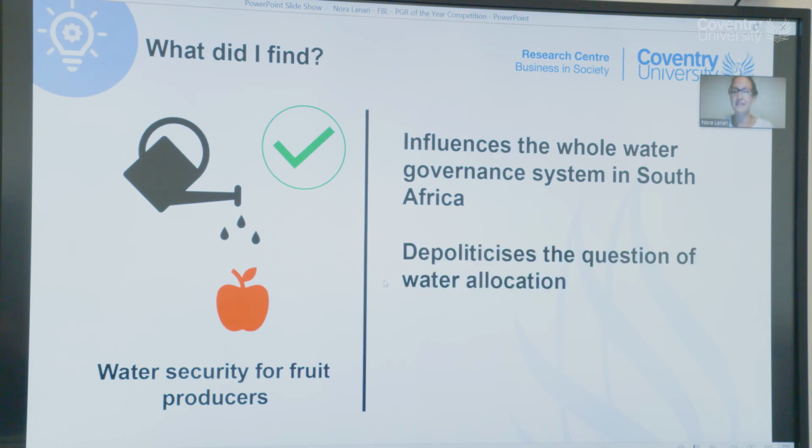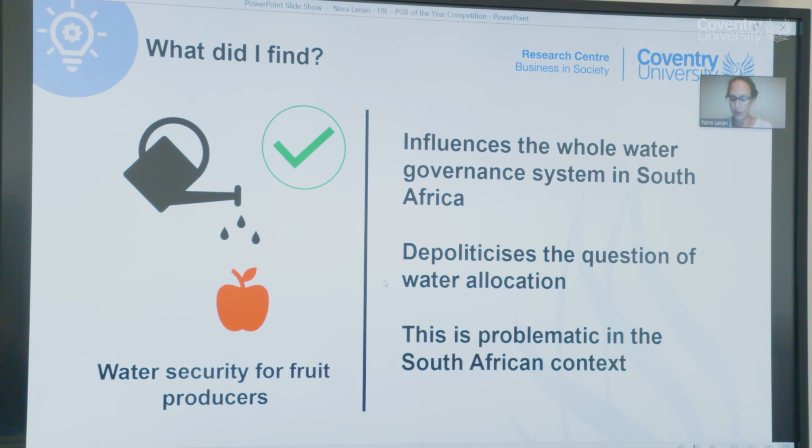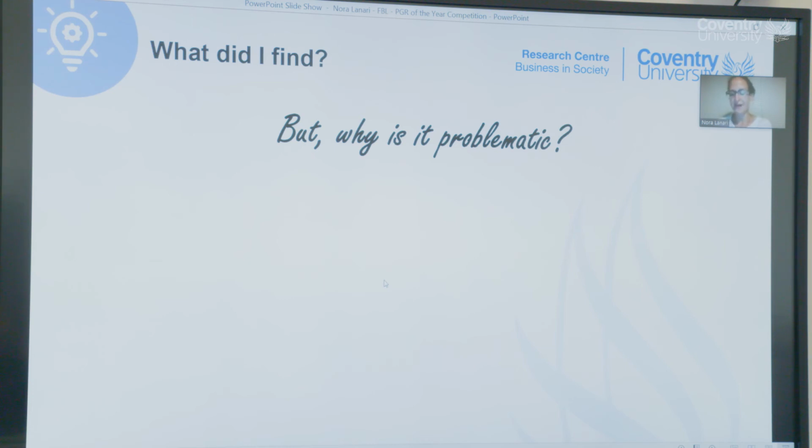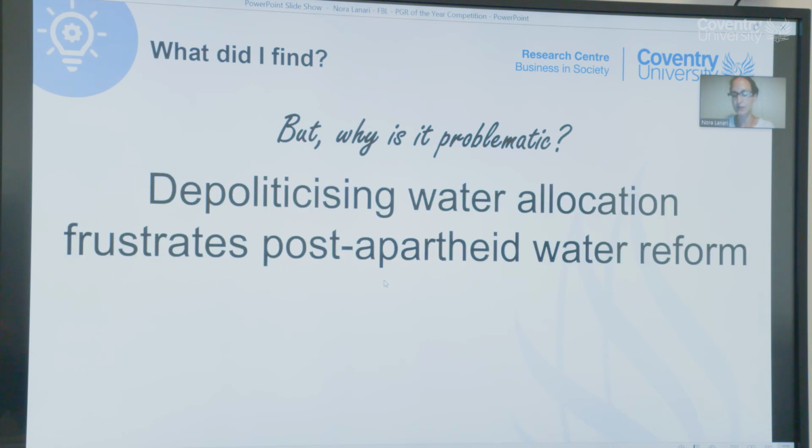And the main effect is that they depoliticize the question of water allocation. And within the South African context, this is problematic. You might ask, why is this problematic? It is problematic because the way these strategies depoliticize water allocation has frustrated important efforts of post-apartheid water reform. Water reform summarizes the efforts of the South African society to redress the inequalities and injustices engineered by the apartheid state in terms of accessing water.